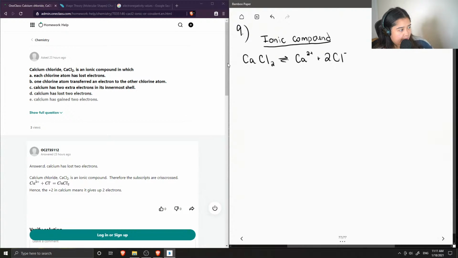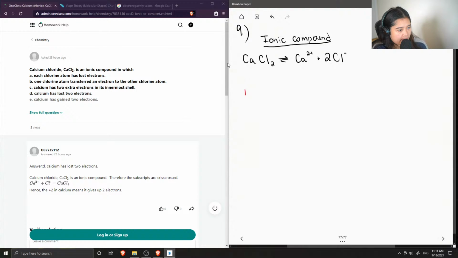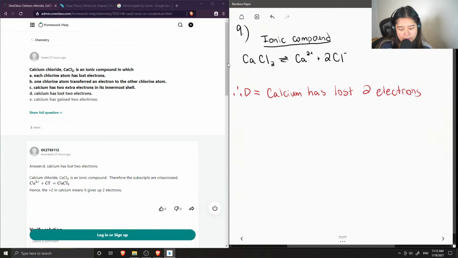D, calcium has lost 2 electrons. So D is actually true. And let's look at E, calcium has gained 2 electrons, so that is false as well. So therefore D, calcium has lost 2 electrons, is the correct answer.